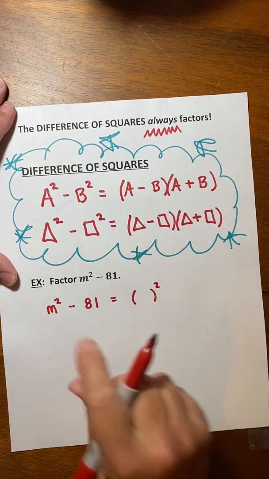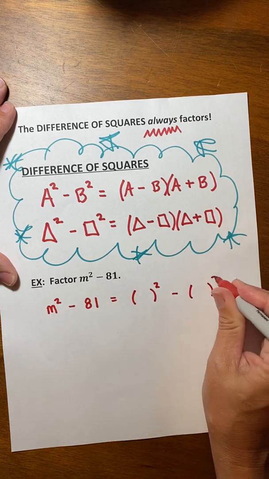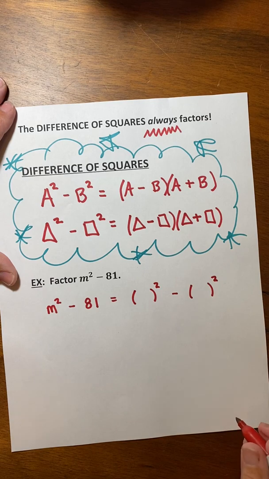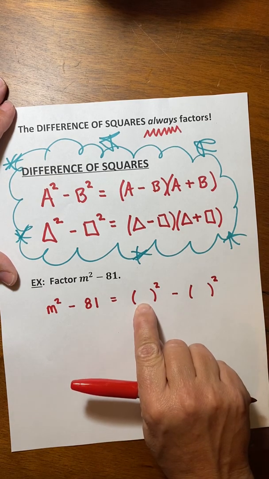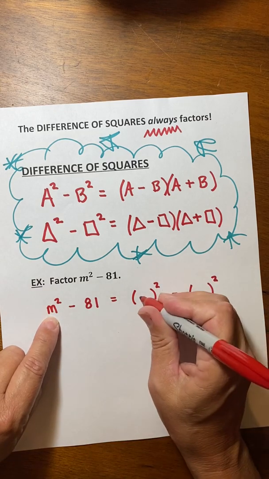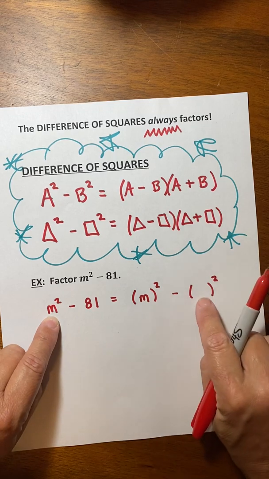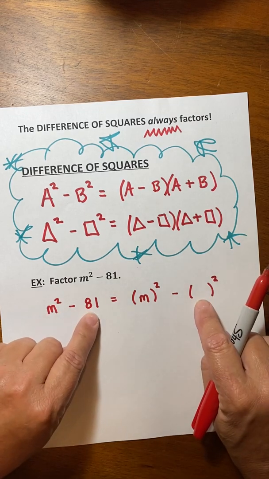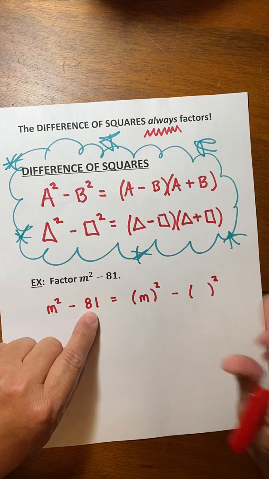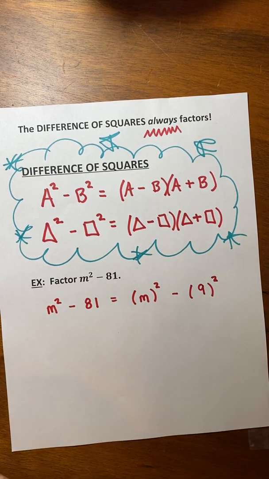It's a difference. I see a square, so ask yourself, can I write this as something squared minus something else squared? What would I put in the parentheses such that when I square it, I get m squared? Hopefully you just saw the obvious and it's just m. m squared is m squared. So what can I square to get 81? Hopefully you remembered that 9 squared is 81. So we can write m squared minus 81 as m squared minus 9 squared.